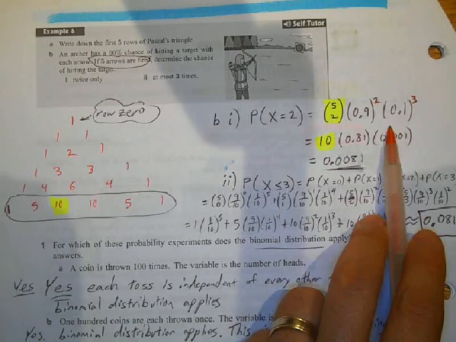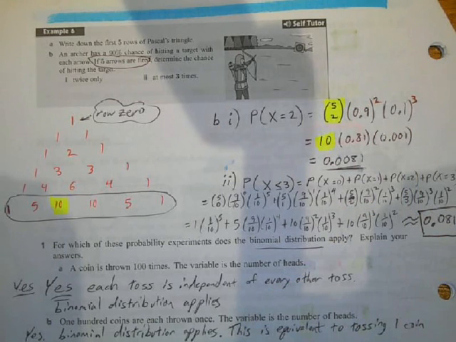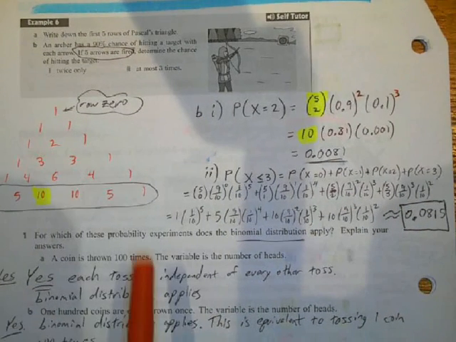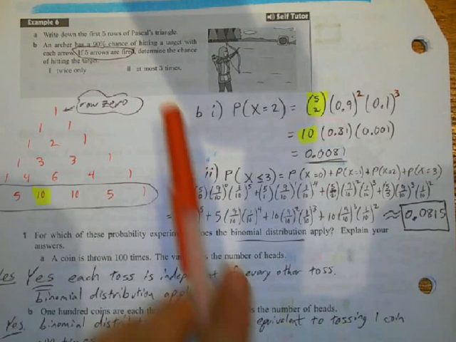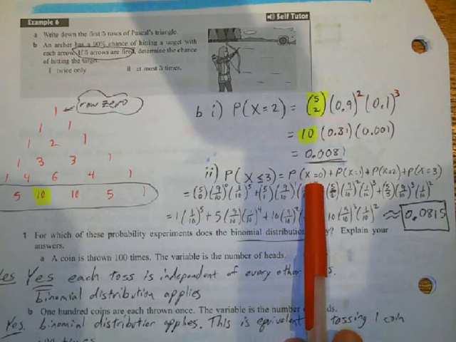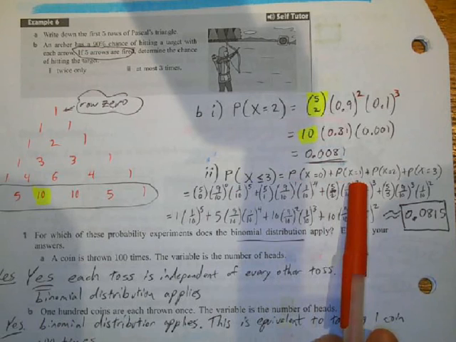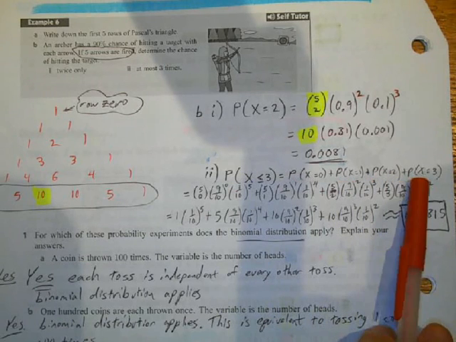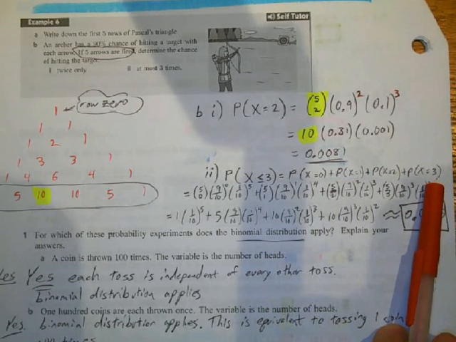Now this one here, at most 3 times, that means we need the probability of 0, plus the probability of 1, plus the probability of 2, and plus the probability of 3, getting the target 3 times. Okay. You might want to hit pause and think about this.